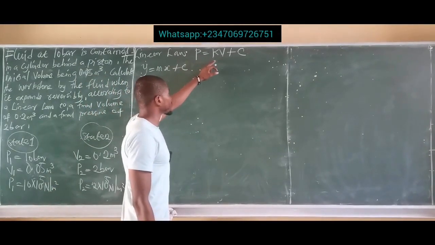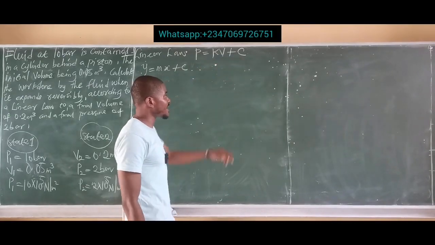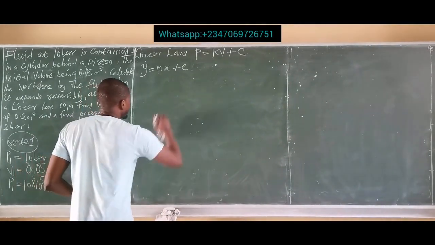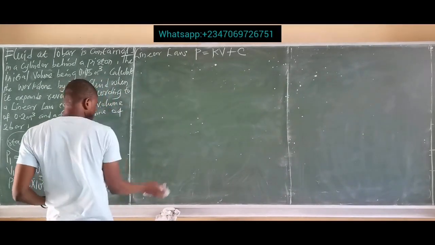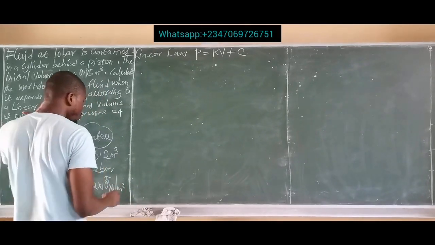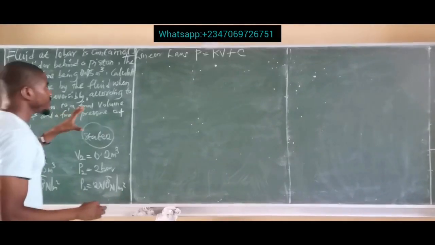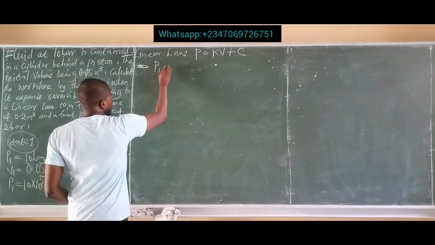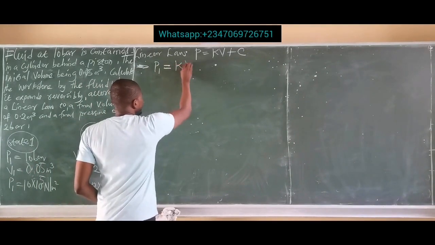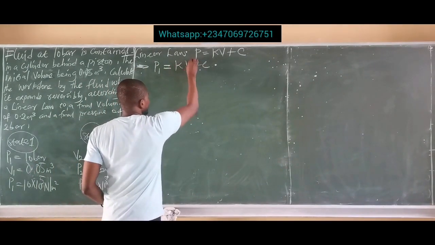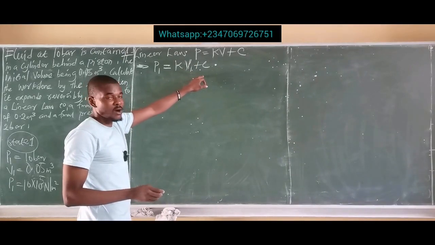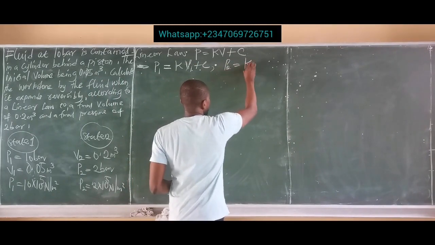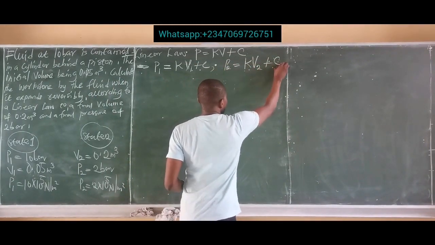So P for pressure equals KV plus C, where K and C are simply what? Constants. So we need, as usual, to find the values of the constants before we can use the pressure equation to solve for our work done. If this is our linear law, then this simply means that P1 is equal to K V1 plus C. It also means that P2 is equal to K V2 plus C.